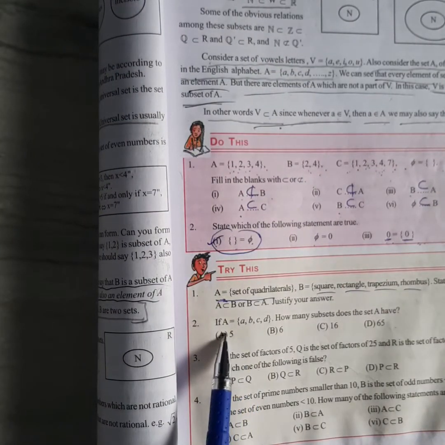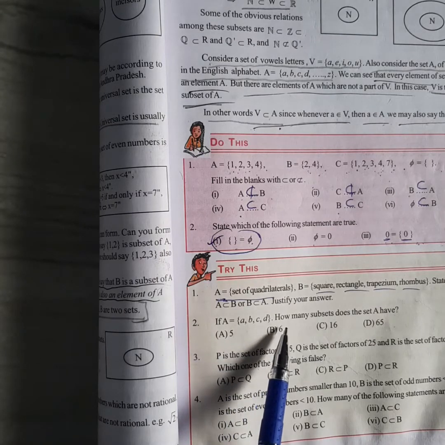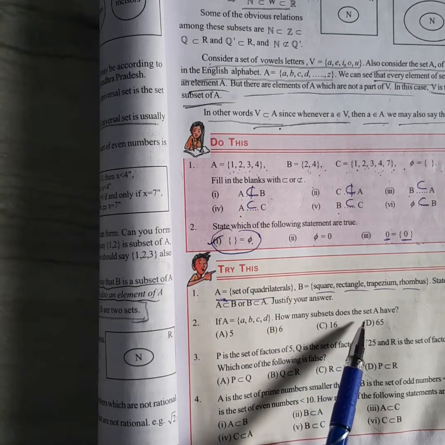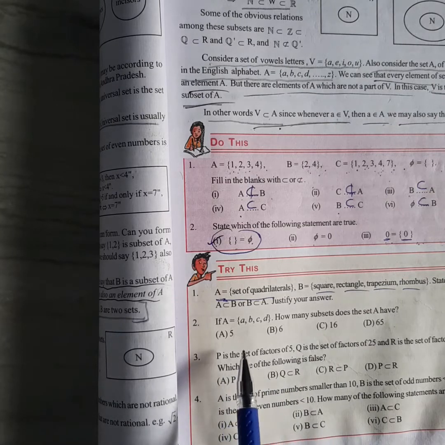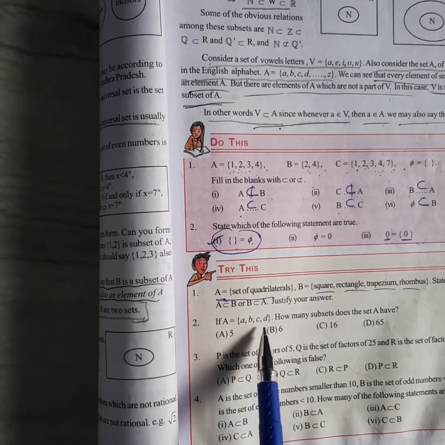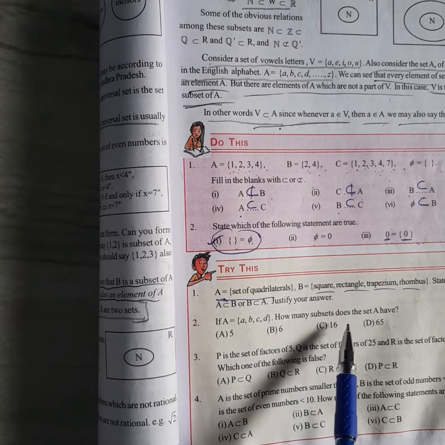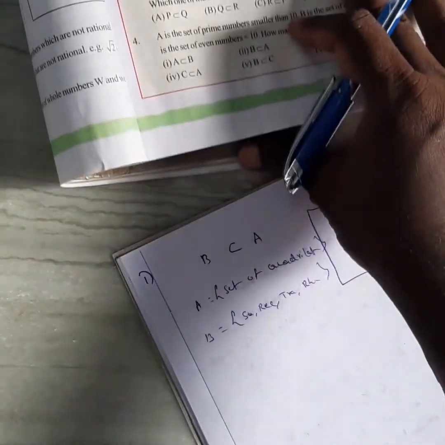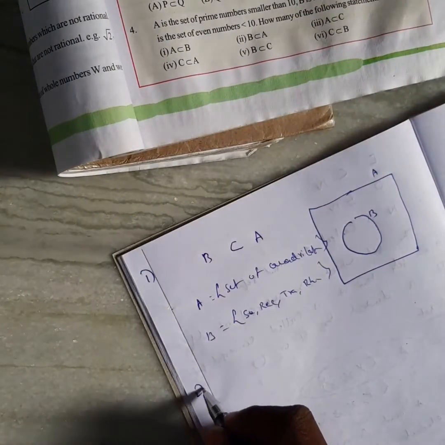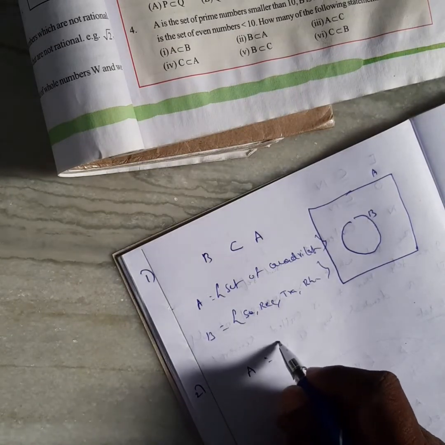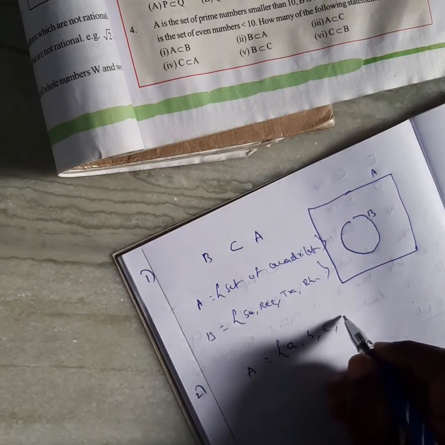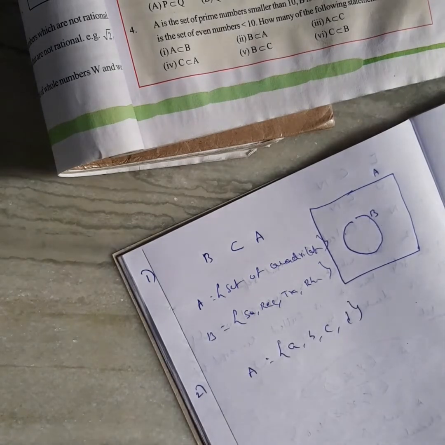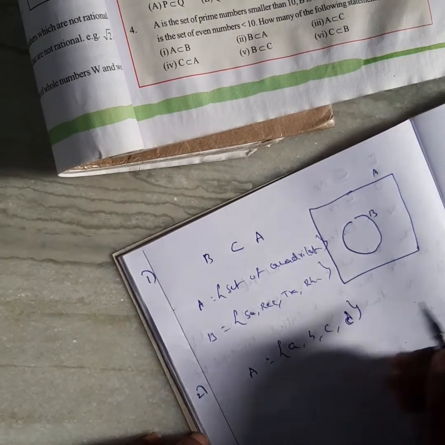If you take question number 2, A is equal to {a, b, c, d}. How many subsets does set A have? If A is equal to a, comma, b, comma, c, comma, d, how many subsets does A have? The options given are 5, 6, 16, 65. Children, I am taking the explanation now. If you take a, b, c, d, now you want to write the subsets for this one.